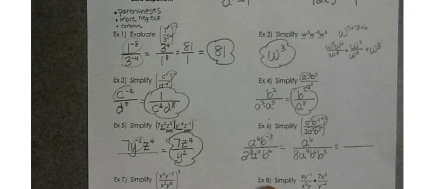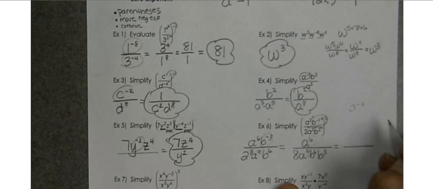Now I don't have any negative exponents, but notice I have some bases that are the same. And so what I would want to do is subtract those exponents. And I know that if you take 6 minus 9, you get a to the negative 3rd. But that a to the negative 3rd ultimately will need to move to the denominator.